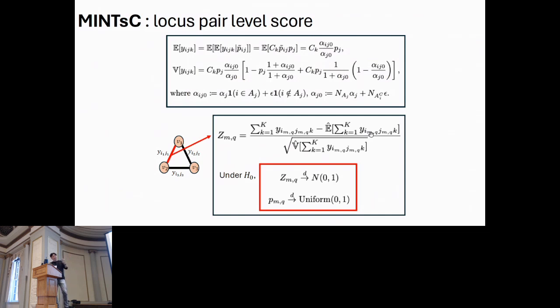Then you can derive a test statistic for each locus pair, which is the building block of the clique-level test statistic. If you construct a z-score, it converges to a normal distribution as the cell number increases, and the corresponding p-value follows a normal distribution under the null.